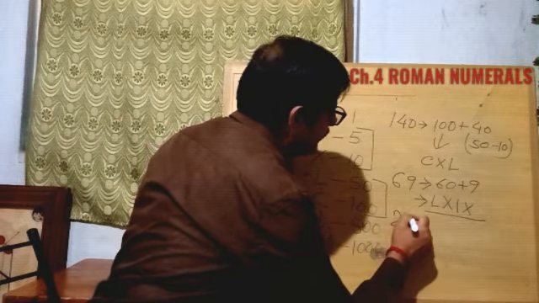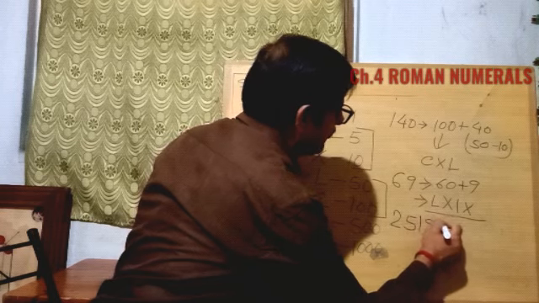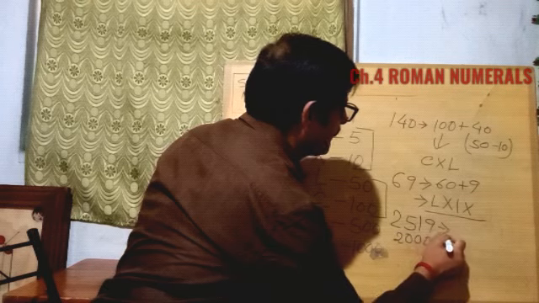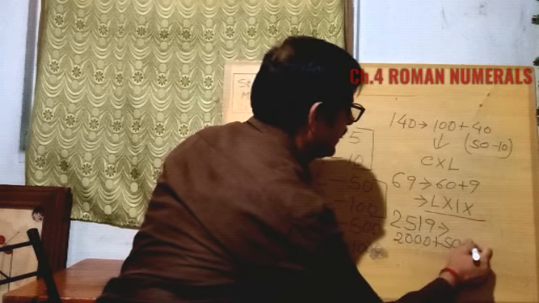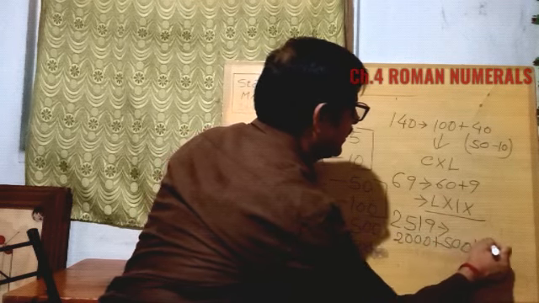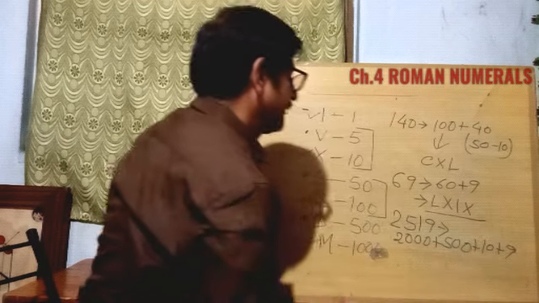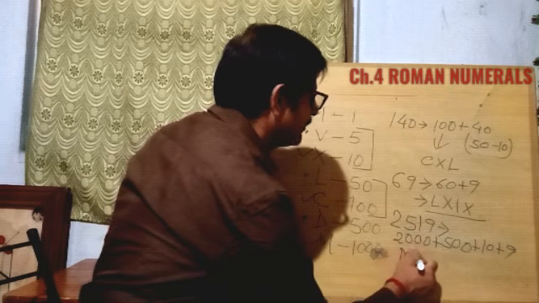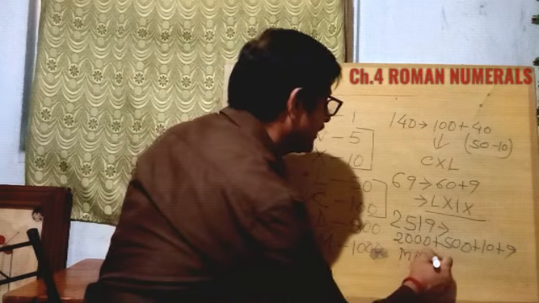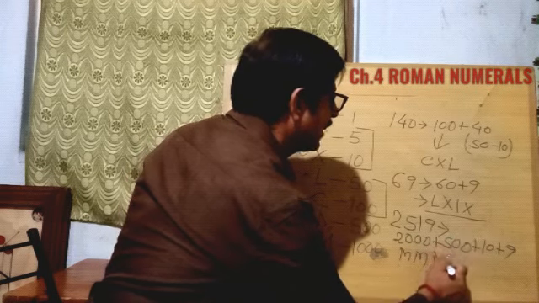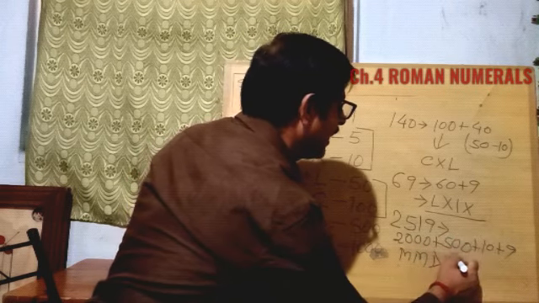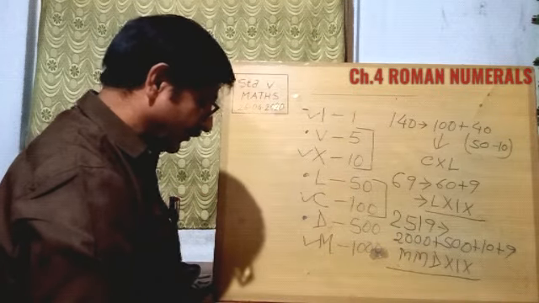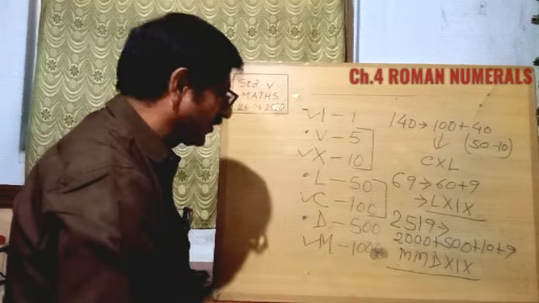Now we will write 2519. It is 2000 plus 500 plus 10 plus 9. 2000, M can be repeated, M M for 2000. 500 is D, 10 is X, and 9 is IX. Isn't it easy? Now let us recall what we have learned so far.